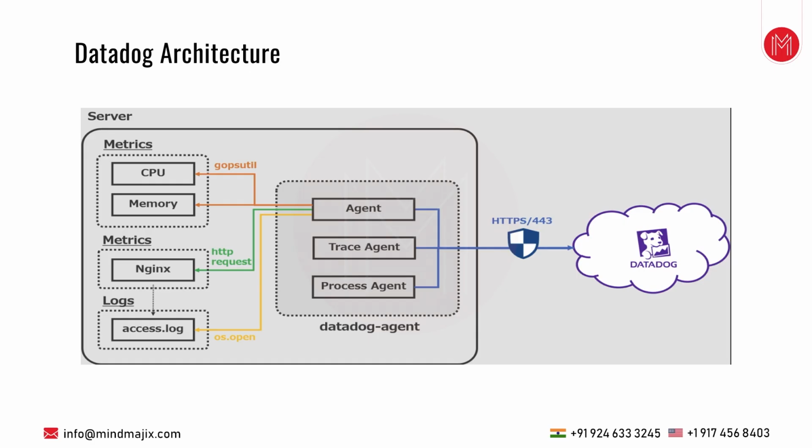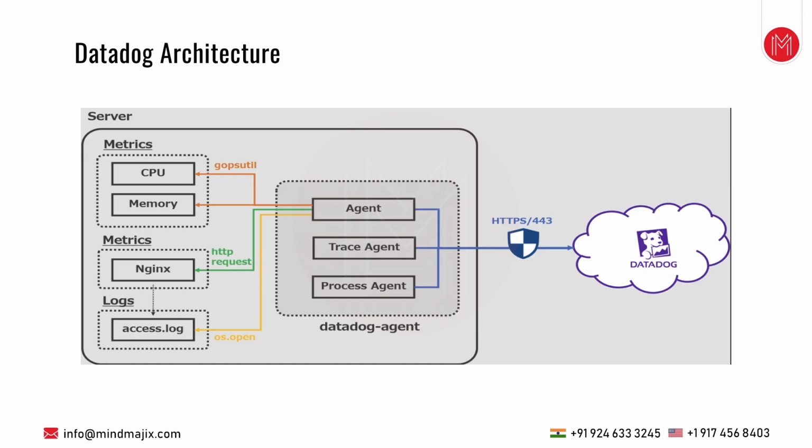See here in this architecture diagram, the agent is collecting CPU and memory metrics. It also collects Nginx metrics. It also collects the access log. These agents, like the trace agent and process agent: the trace agent is primarily used to track a particular application transaction flow, which can be visualized using the service map feature of Datadog. Say, for example, I'm doing a login transaction. A login transaction would then connect to add to cart, then it would connect to checkout, then it would connect to payment. So a complete flow of the particular transaction we can visualize using the trace agent.